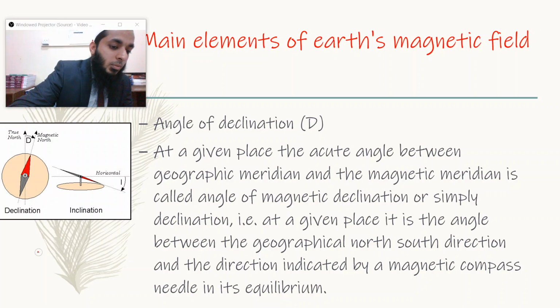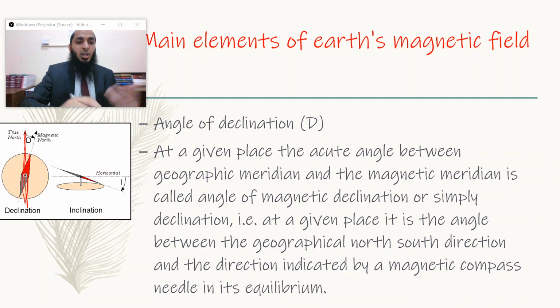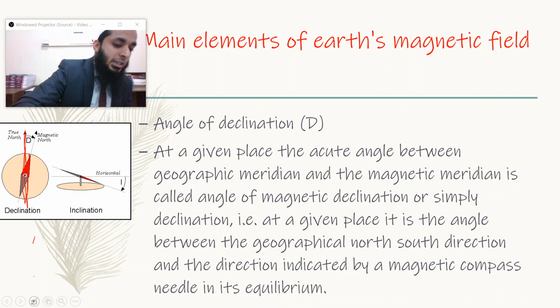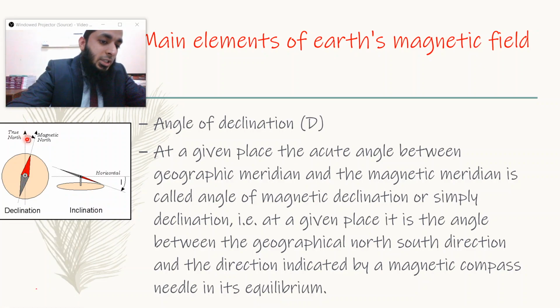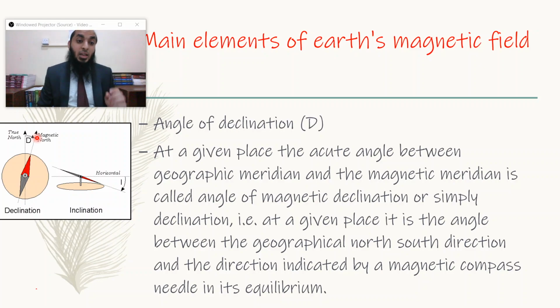So here, if this is the geographic meridian, or this is actually the vertical projection, I'll just show you with the laser, so that the figure does not get distorted. This is the projection of the geographic meridian, and this is the projection of the magnetic meridian. So what is this D? This D is the angle of declination, and it is the angle between what? Guessed it right. Geographic meridian and magnetic meridian. So angle of declination is the angle made by the geographic meridian and the magnetic meridian.